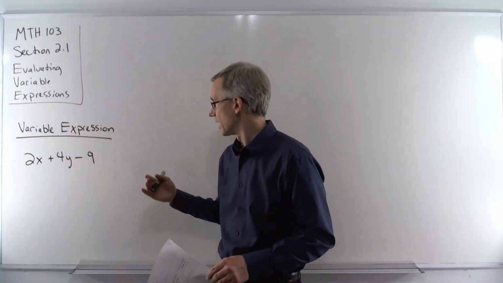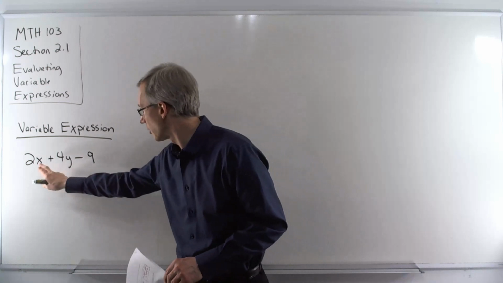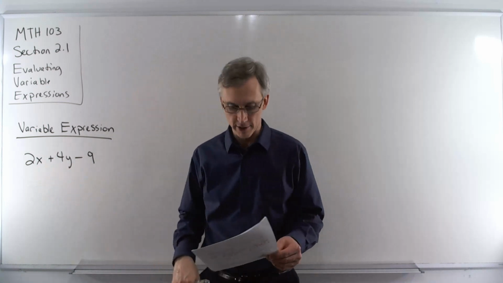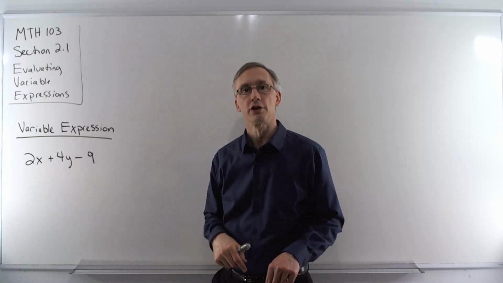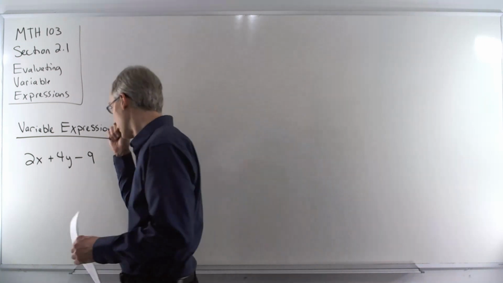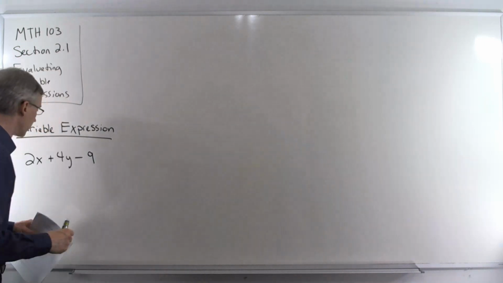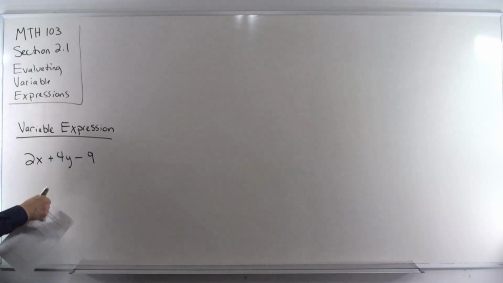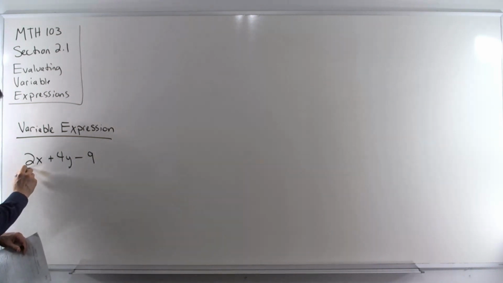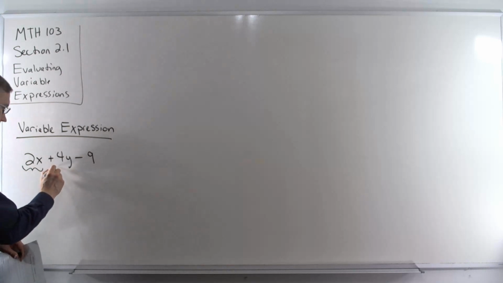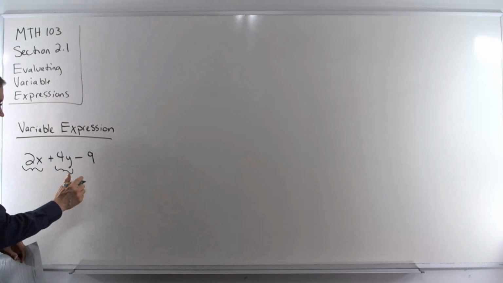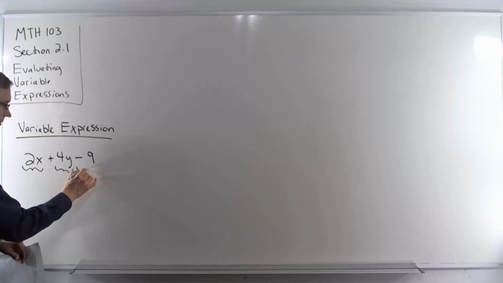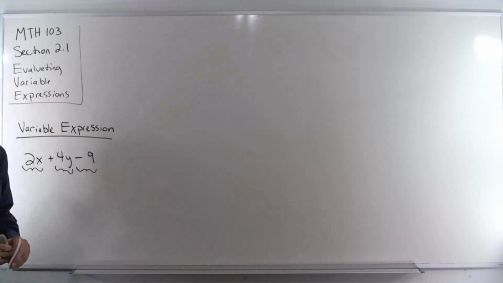A variable is a symbol that represents an unknown quantity. So x and y would be the variables. A term is a collection of numbers and variables separated by addition, subtraction, or the equal sign. So one of them is 2x. There's a term. 4y is also a term. And then keeping the sign with it, -9 is also a term.